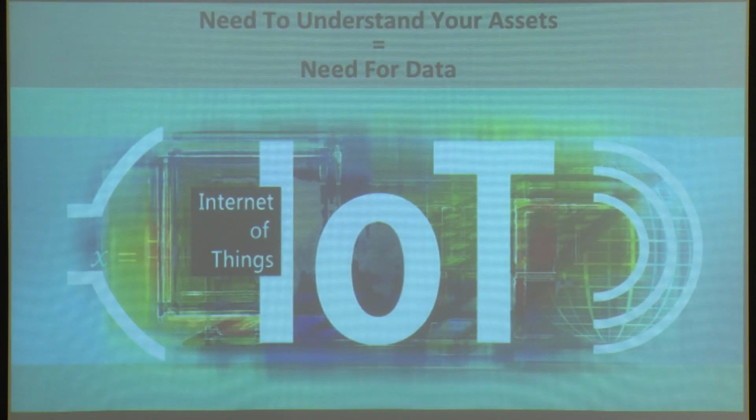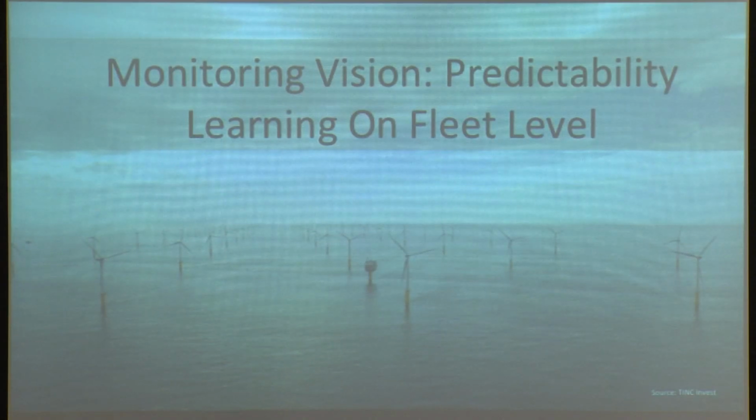There's a very nice thing going on that is starting now, a new era, the industrial Internet of Things. It means that there are a lot more sensors embedded in all kinds of machinery, because we don't do this just for wind, we also do it for compressors and other machines. It means that you will have more insights into what is happening. You have more access to data. So how do we want to use this? We want to get to predictability, learning on the fleet level.